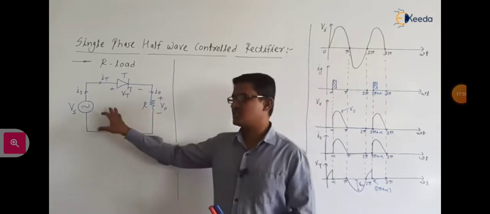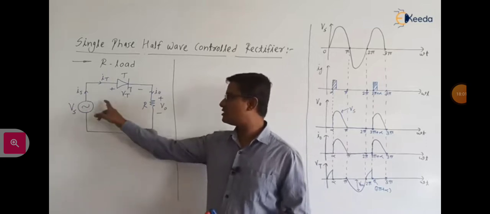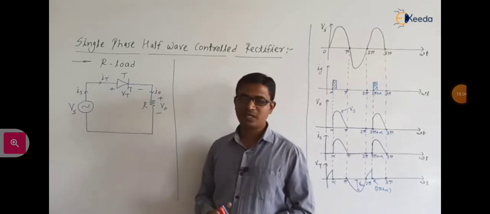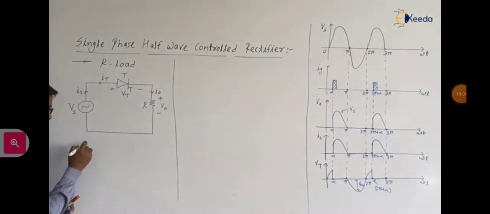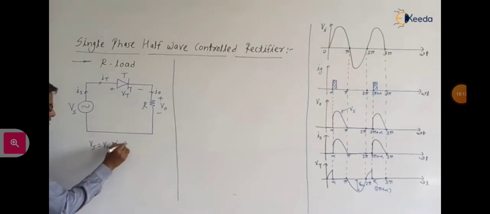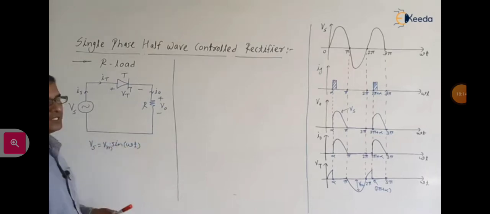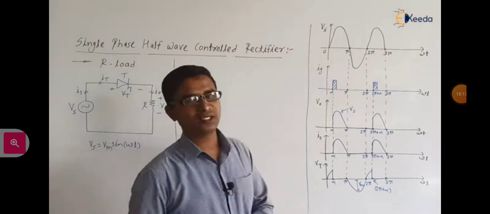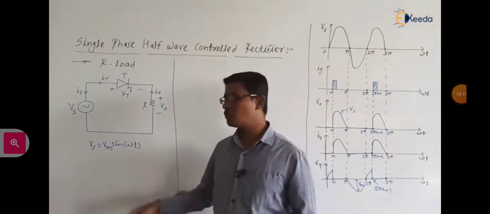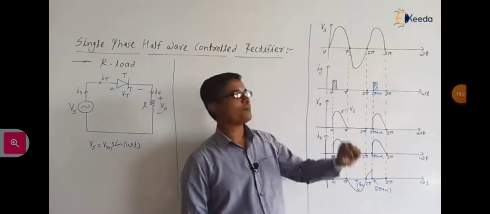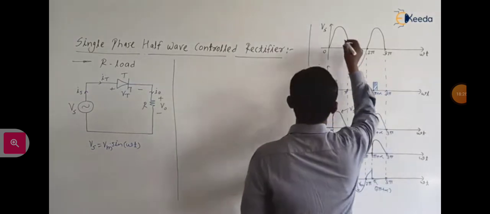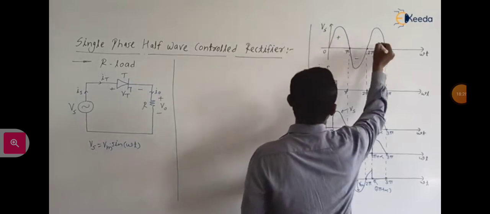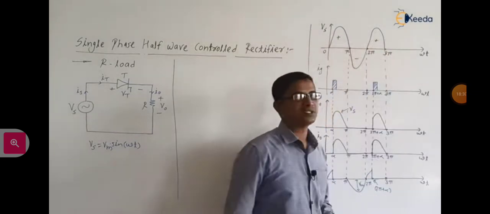Now let us first discuss the circuit. Here it is the supply voltage, thyristor and the resistor. Supply voltage Vs is equal to Vm sine omega t. From omega t equal to 0 to pi, Vs is positive. From pi to 2 pi, Vs is negative. From 2 pi to 3 pi, again it is positive. So Vs has positive and negative values.